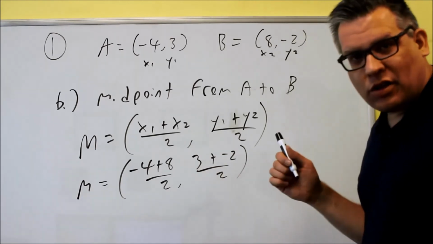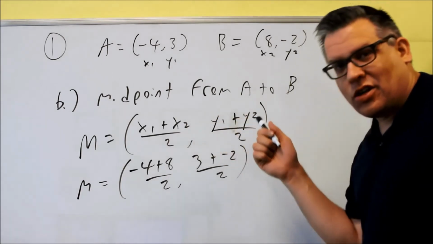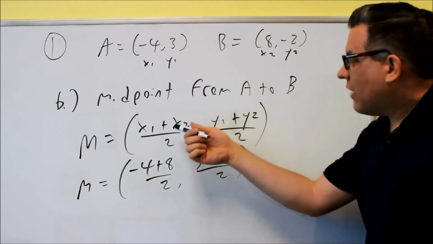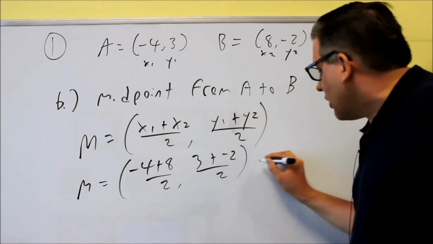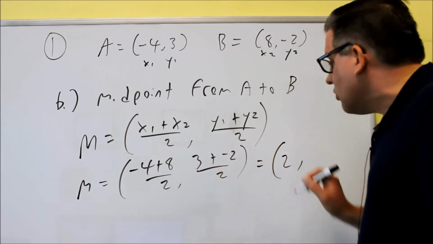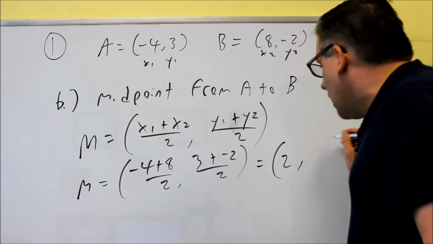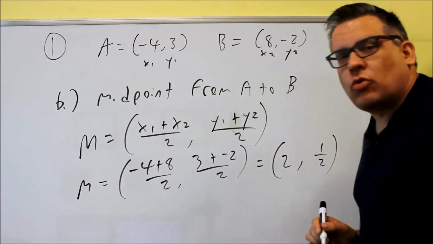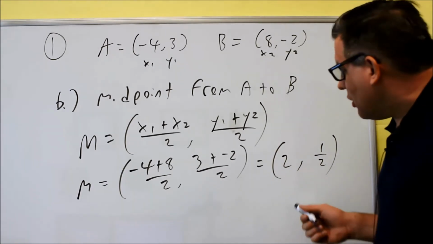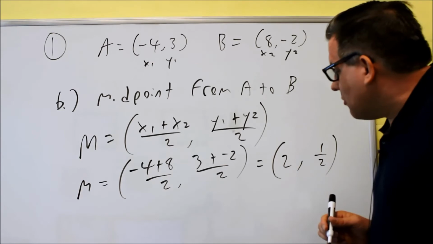So keep in mind that the distance formula has a minus sign in it, but these have a plus in it. Again, the average value, the average of the x values, the average of the y values. Let's simplify this. You're going to get 4 over 2, that's 2. And then you have 3 minus 2 is 1, so we get 1/2. So 2 and 1/2 would be your answer for part B. That would be the point that's exactly halfway between A and B.